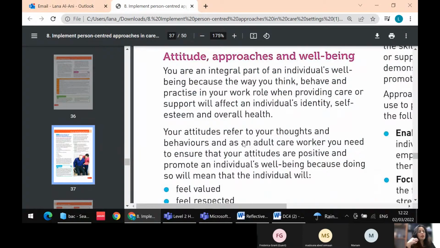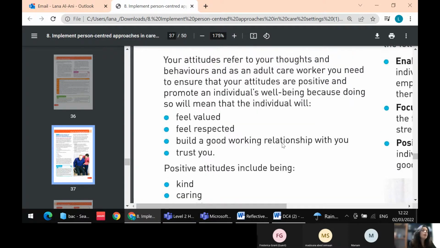For you as a carer, well-being is very important. So my behavior and practice are very important in my role. The way I feel about myself will build my self-esteem. Your attitude will reflect that and show it. The individual will feel valued if you are happy within yourself, and your well-being will be very good.